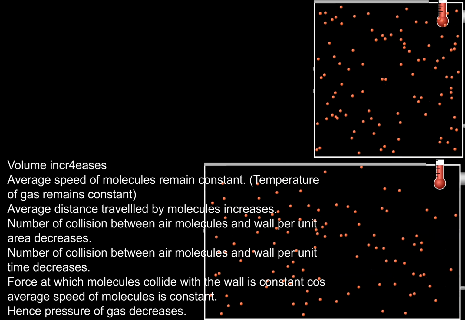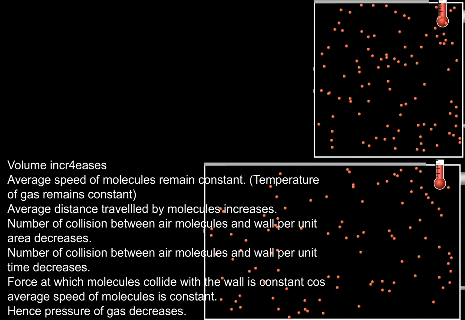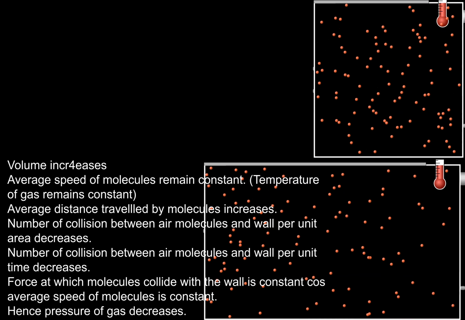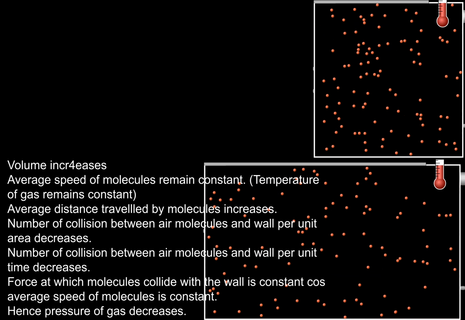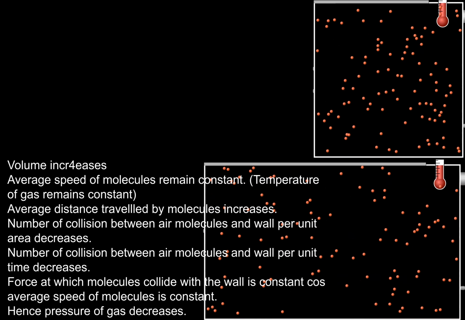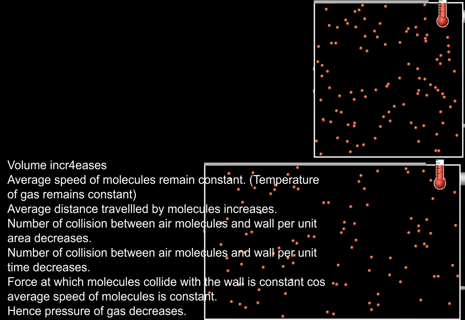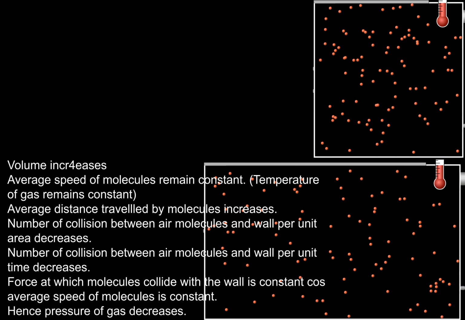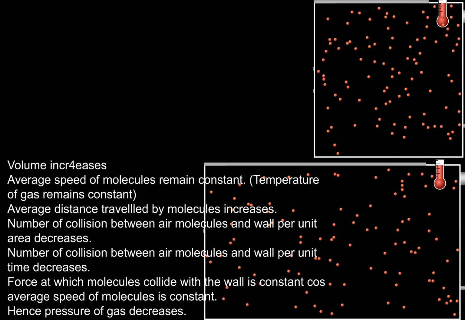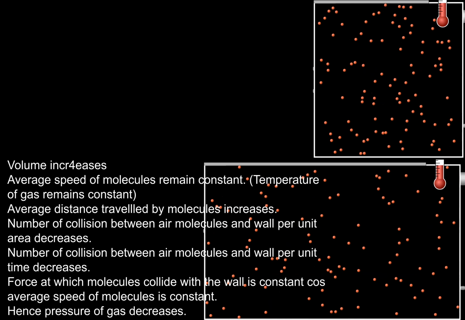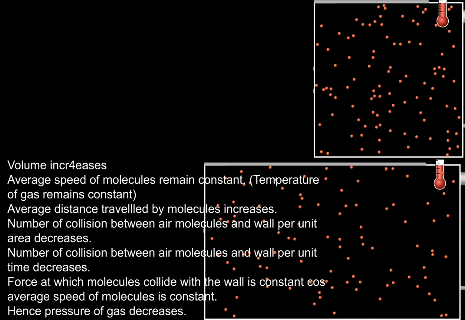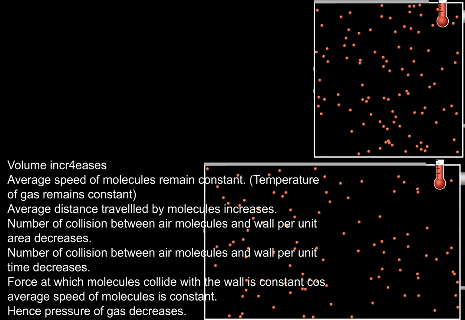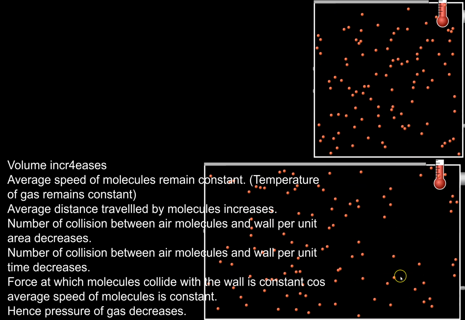So to summarize, how does volume vary with pressure when the temperature is constant? When the volume decreases, the pressure of the gas increases. And when the volume of the gas increases, the pressure of the gas decreases. To tackle such problems, focus on the number of collisions per unit area per unit time, as the temperature is also constant for this case.